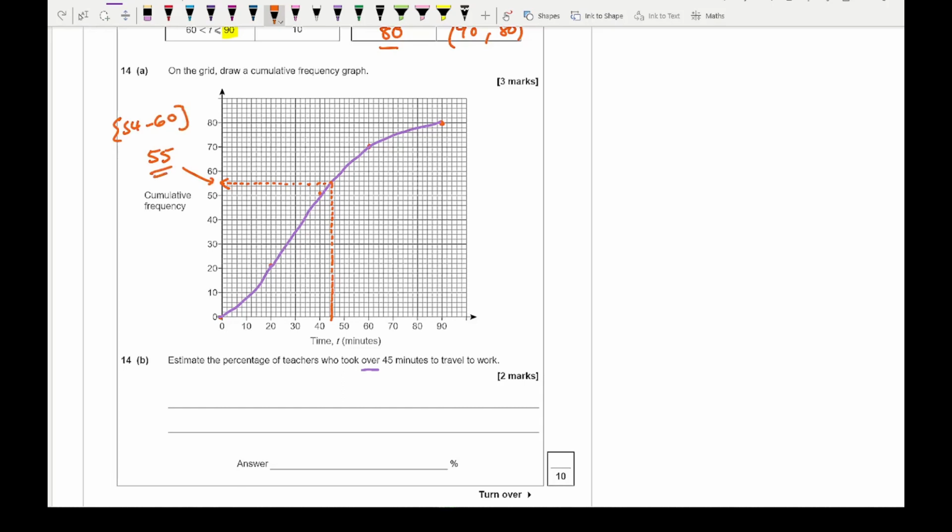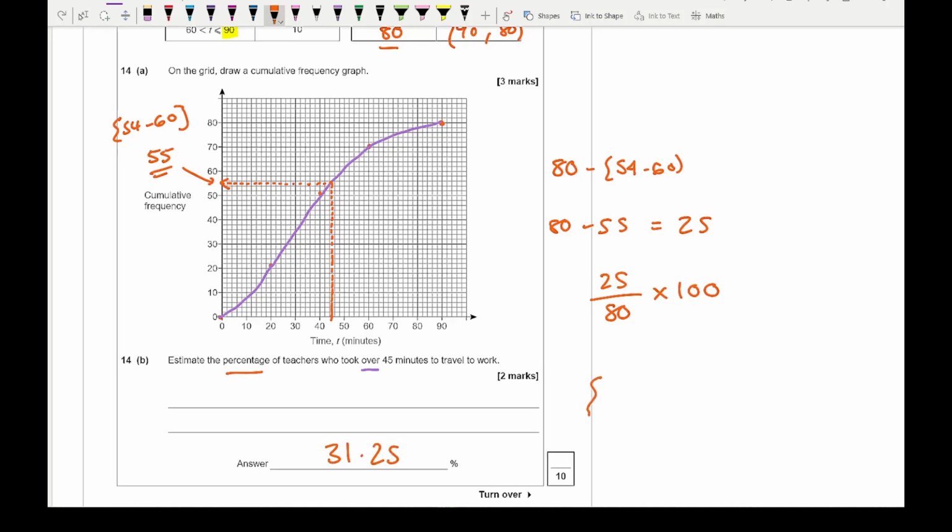So whatever number that is, the first thing you need to do is take that away from 80. Whatever your 54 to 60 number is, in my case it's 55, so I'm going to take 55 from 80, which gives me an answer of 25. I then need to work out the percentage, so it's going to be 25 over 80 multiplied by 100. If I type that into my calculator, 25 divided by 80 times 100, it gives me an answer of 31.25%.